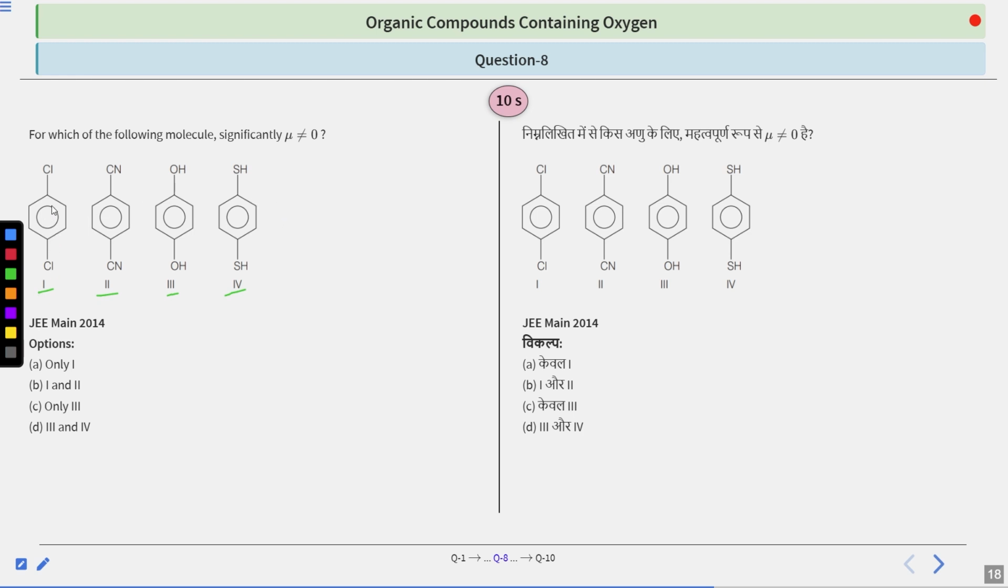Okay, you can see that in the first we have a benzene ring and chlorine attached at the 2 carbon of the benzene ring. In the second structure, a benzene ring and a cyanide group are attached at the 2 carbon. A hydroxyl group is attached at the 2 carbon in the third structure, and the SH group is attached at the 2 carbons of the benzene ring in the fourth structure. This question has been in JEE Mains 2014. Options are only first and second, only third, or third and fourth. You have some time to think about this question. After that, we will see the answer.